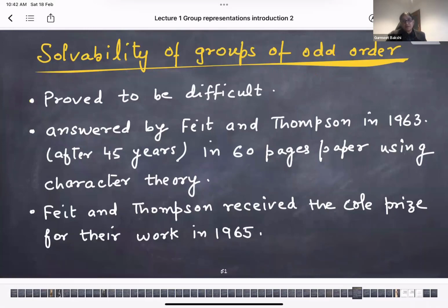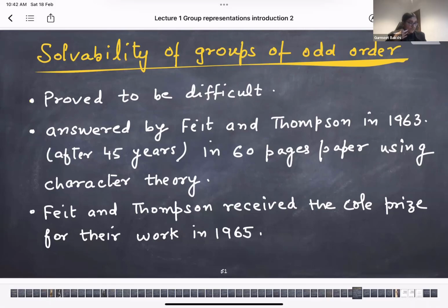Solvability of groups of odd order. That was also the question which Burnside posed in his book of 1897. That proved to be very, very difficult. But Burnside again wrote in one of his papers that character theory is going to be helpful in proving this. And this is what he guessed, that groups of odd order must be solvable. This was answered by Feit and Thompson in 1963 in their 60 pages paper using character theory.